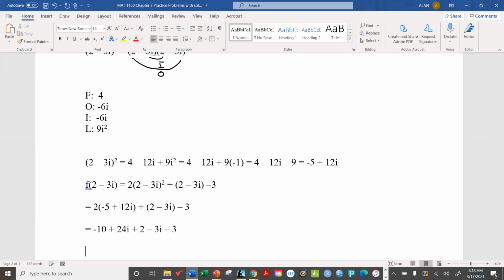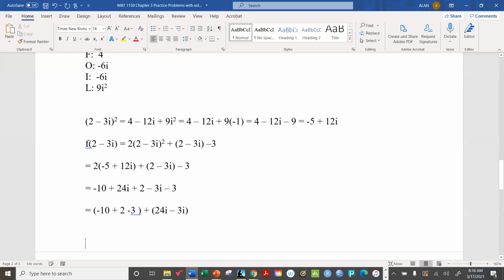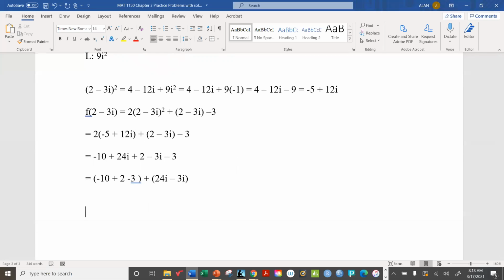Now it's just a question of consolidating all the constants. -10 plus 2 minus 3 plus 24i minus 3i. And therefore, when we're done, it looks like we have minus 11 plus 21i. Okay, that's better. Now, did I do that right?